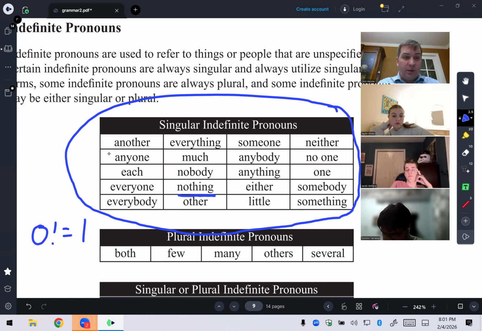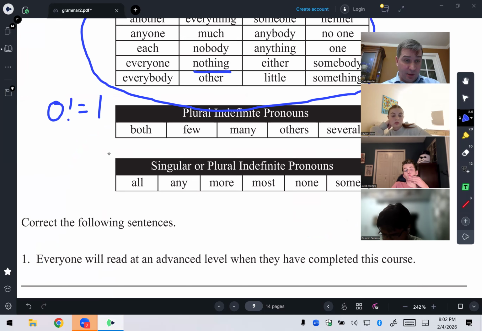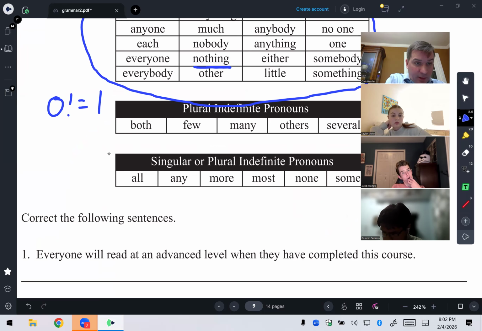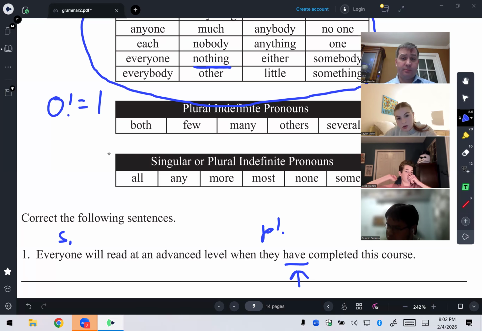Okay, so I'm just gonna go through these. And I mean, we're nitpicking, but I want to get you used to how nuanced it can be. So when you see an SAT question, it's pronoun antecedent agreement. It's like 2 seconds. Oh, the pronoun's plural. The antecedent must be plural, something like that. Singular everyone will read in an advanced level when they, plural pronoun, have, a plural form of this verb. So that's incorrect too. We have to fix it.